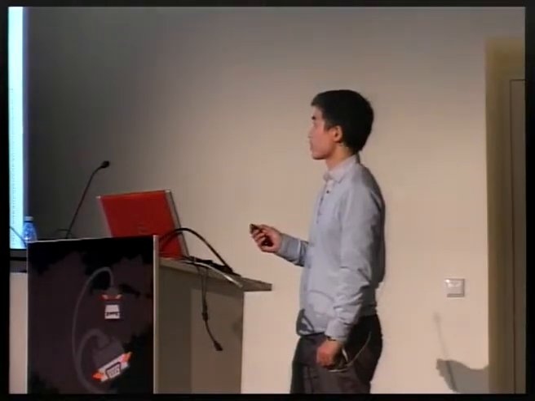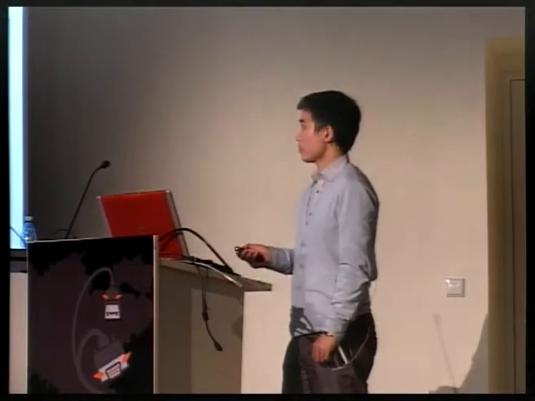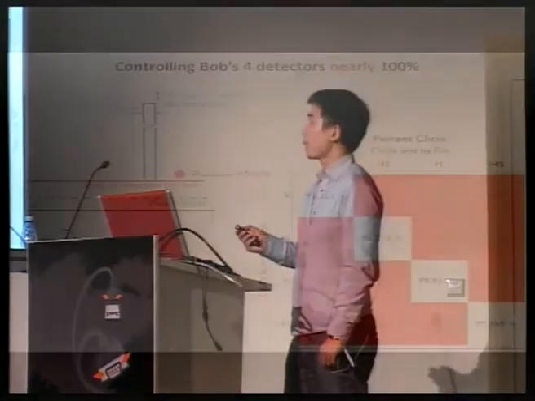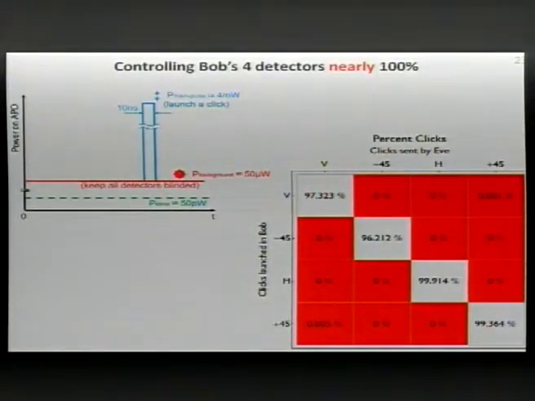Because the 4 detectors of Bob are not balanced. They have different blinding power. They have different breakdown voltage. So for this simple control diagram, we only get nearly 100%, but not 100% control efficiency.